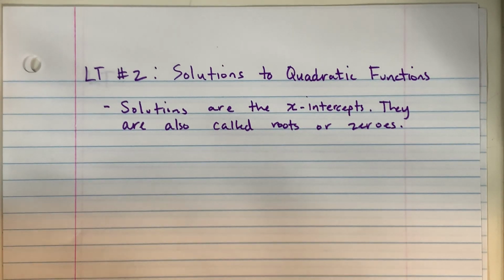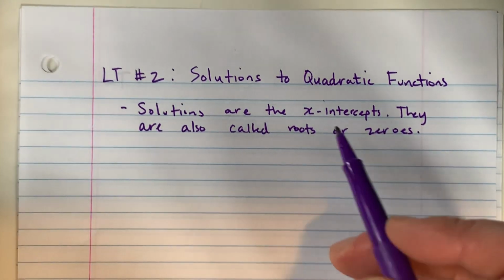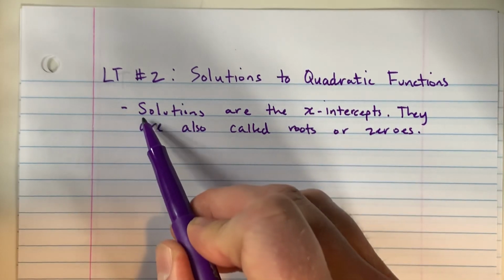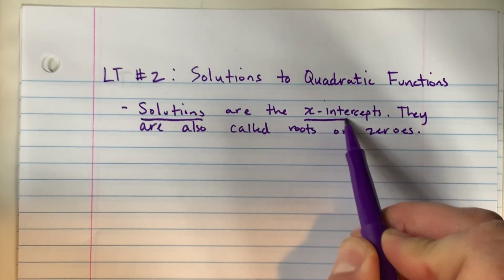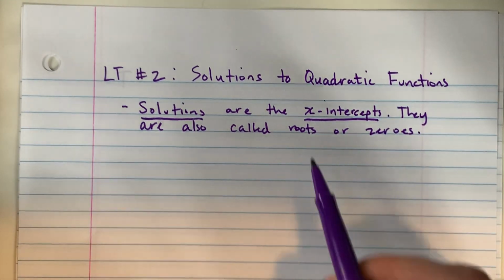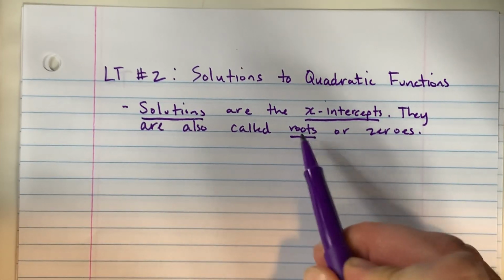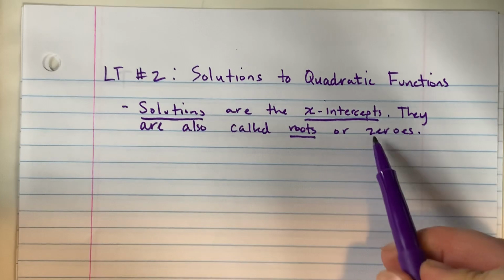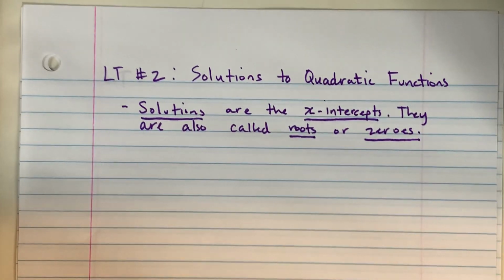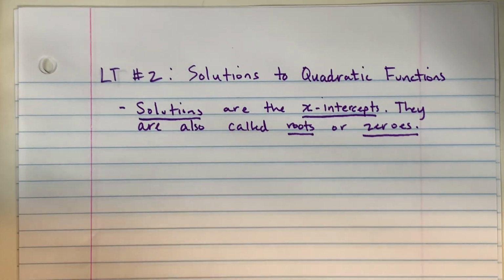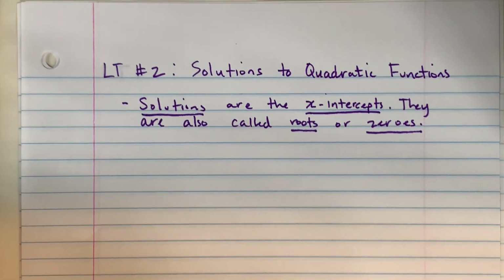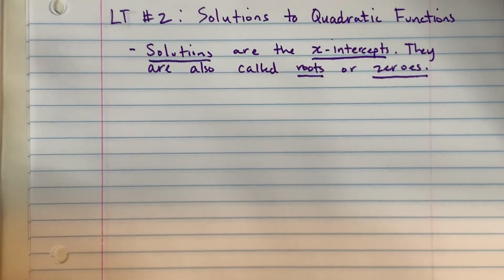So solutions are called the x-intercepts. There's a couple different ways that we can identify solutions. They're the x-intercepts, not y-intercepts. And they're also called roots, R-O-O-T-S, or zeros. Four different ways to say it, but these could all be ways that we identify solutions of a quadratic function. All right, so let's first take a look at what a quadratic looks like on a graph.